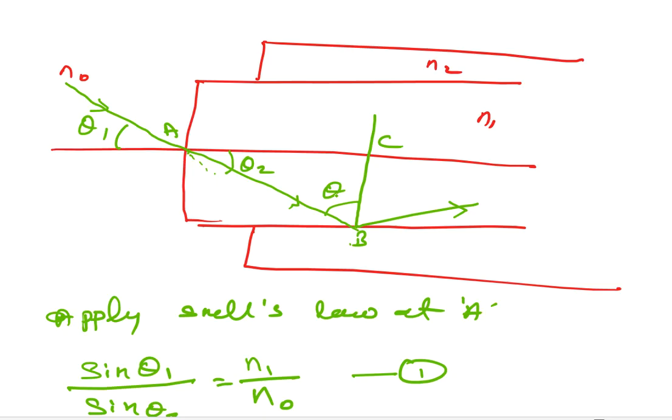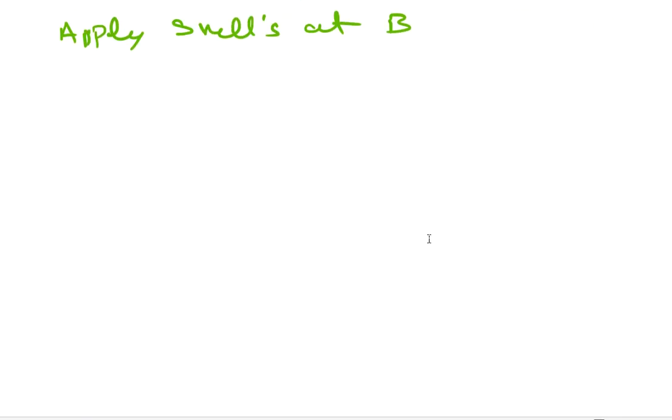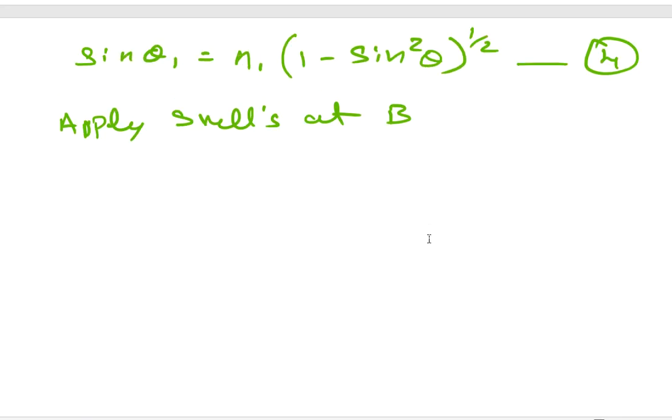If this theta is equal to theta c, this reflected ray will just graze the surface. If the angle is above this, it will get total internal reflection. So using this condition, we'll apply Snell's law at B. So when theta 1 equal to theta A, that is acceptance angle, theta will become theta C, critical angle. So now apply Snell's law at that point.